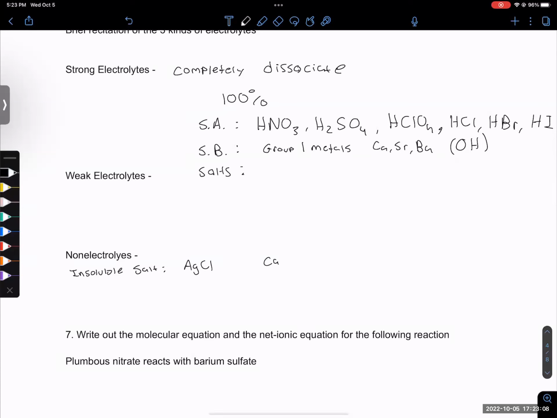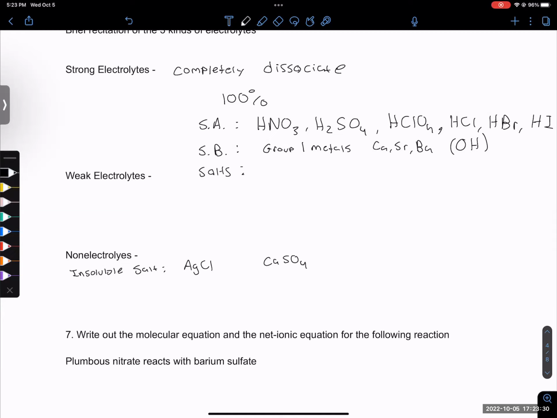Something like calcium sulfate. Sulfates are generally soluble, but when bonded to calcium, strontium, barium, and some other ones, they're going to be insoluble. And what else is considered a non-electrolyte?